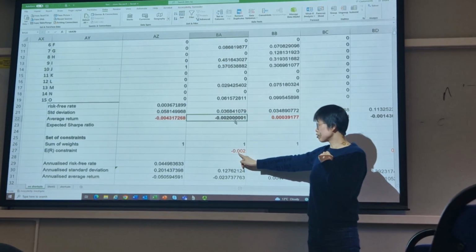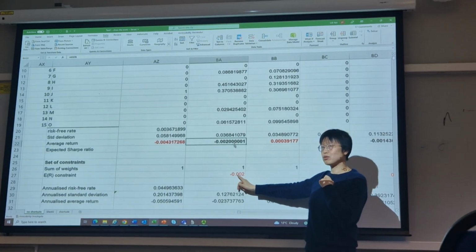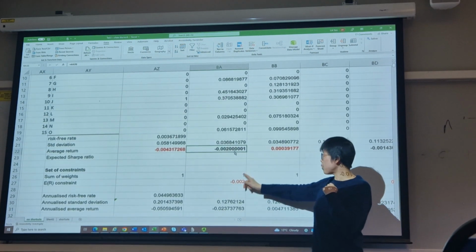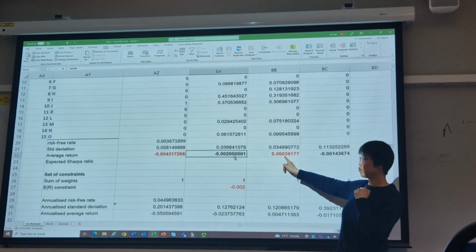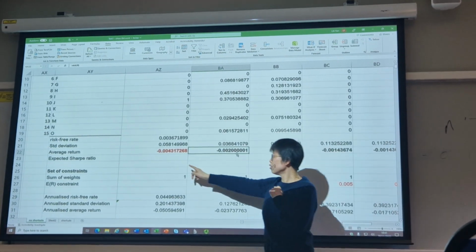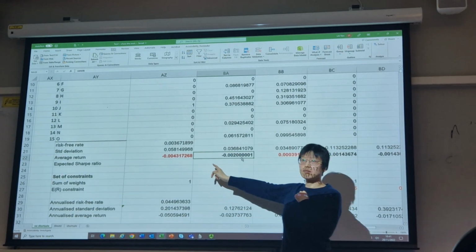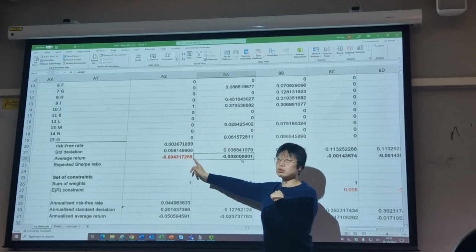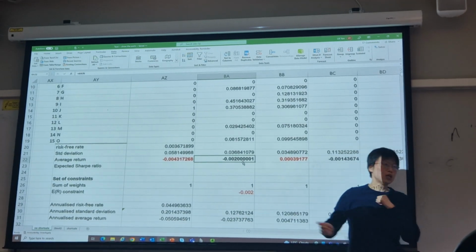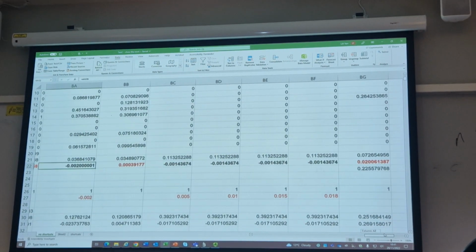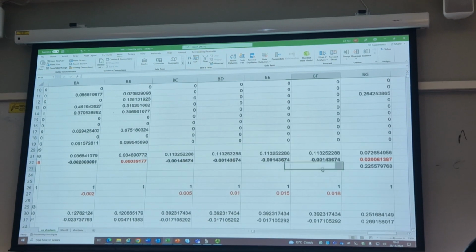Also, I can set it like 0 or minus 0.001, but it couldn't be above 0.00039 or below minus 0.0043. So it should be in between these two. Does that make sense?